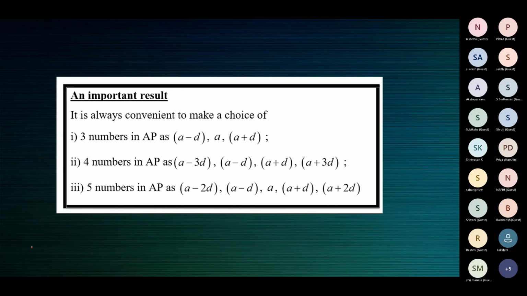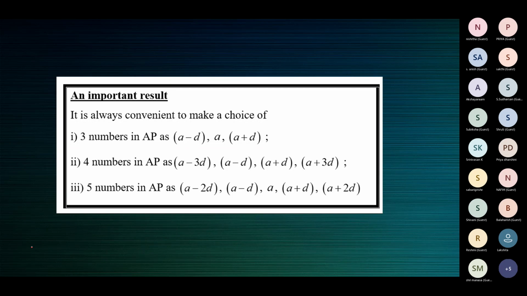So when you want to assume 3 numbers, 4 numbers, or 5 numbers in AP, it's very convenient to go with these expressions. Am I audible and clear, children? Yes, ma'am. All right, thank you.